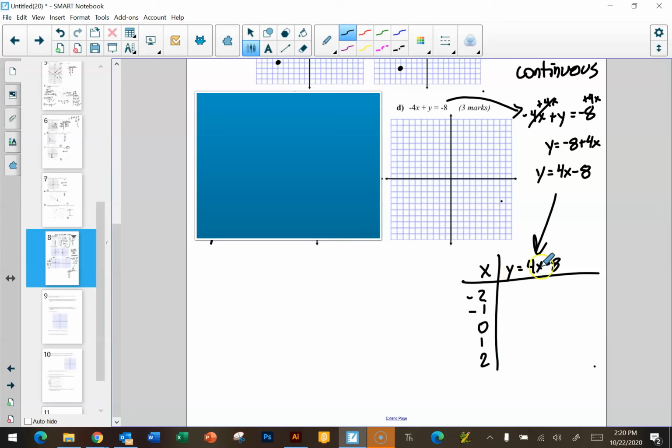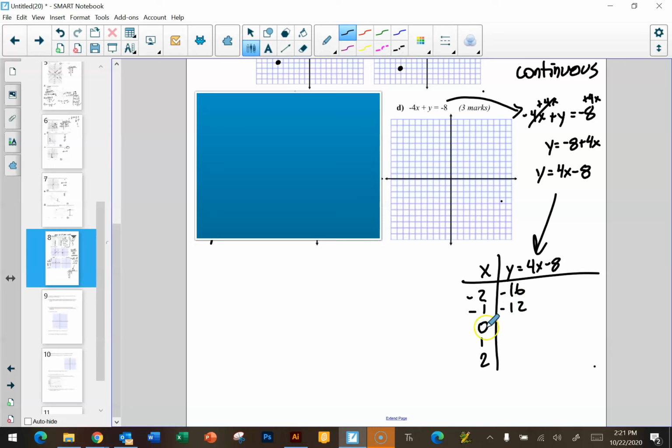Okay, so if x is negative 2, 4 times negative 2 is negative 8, minus 8 is negative 16. Oof, that's going to be a tough one to graph because I think I've only got 10 points going either way. So that might not be a great one to put on your graph. Negative 1, so 4 times negative 1 is negative 4, minus 8 is negative 12. And you can see the pattern already, right?